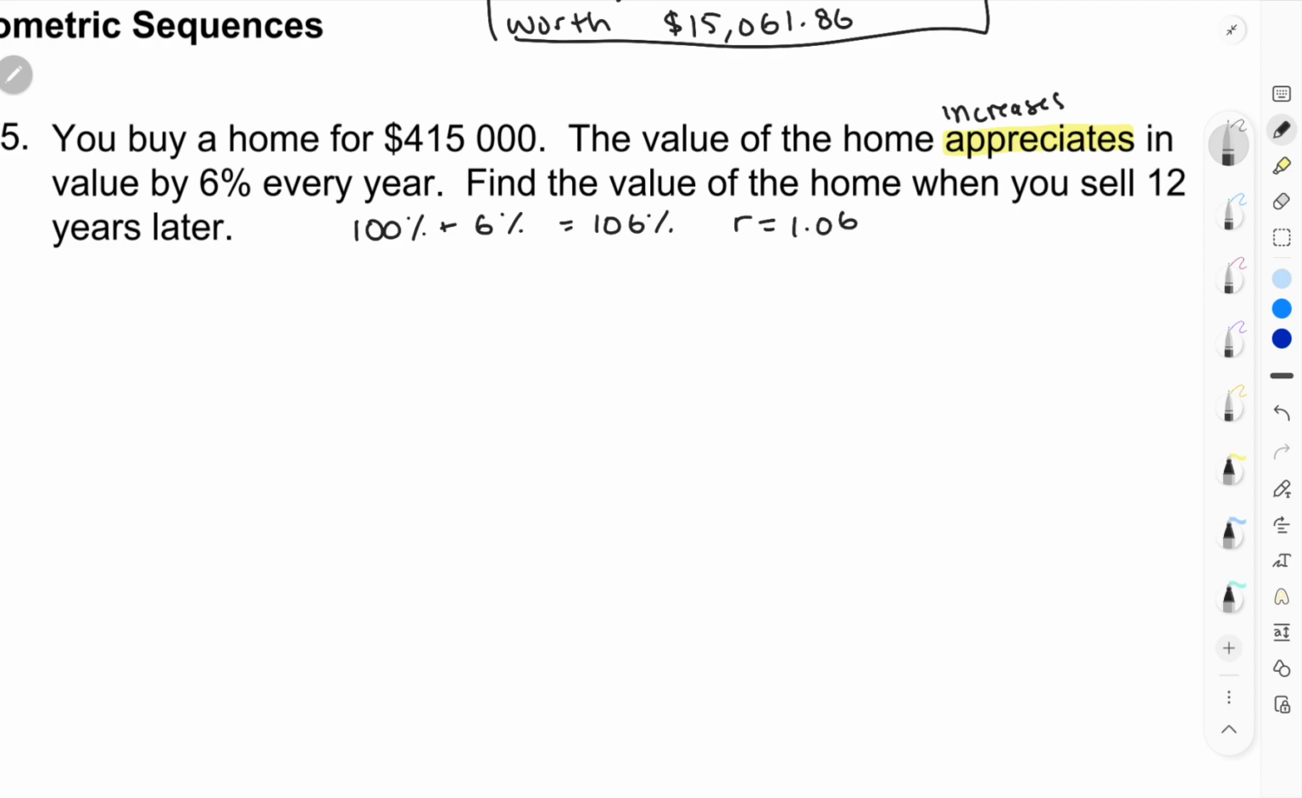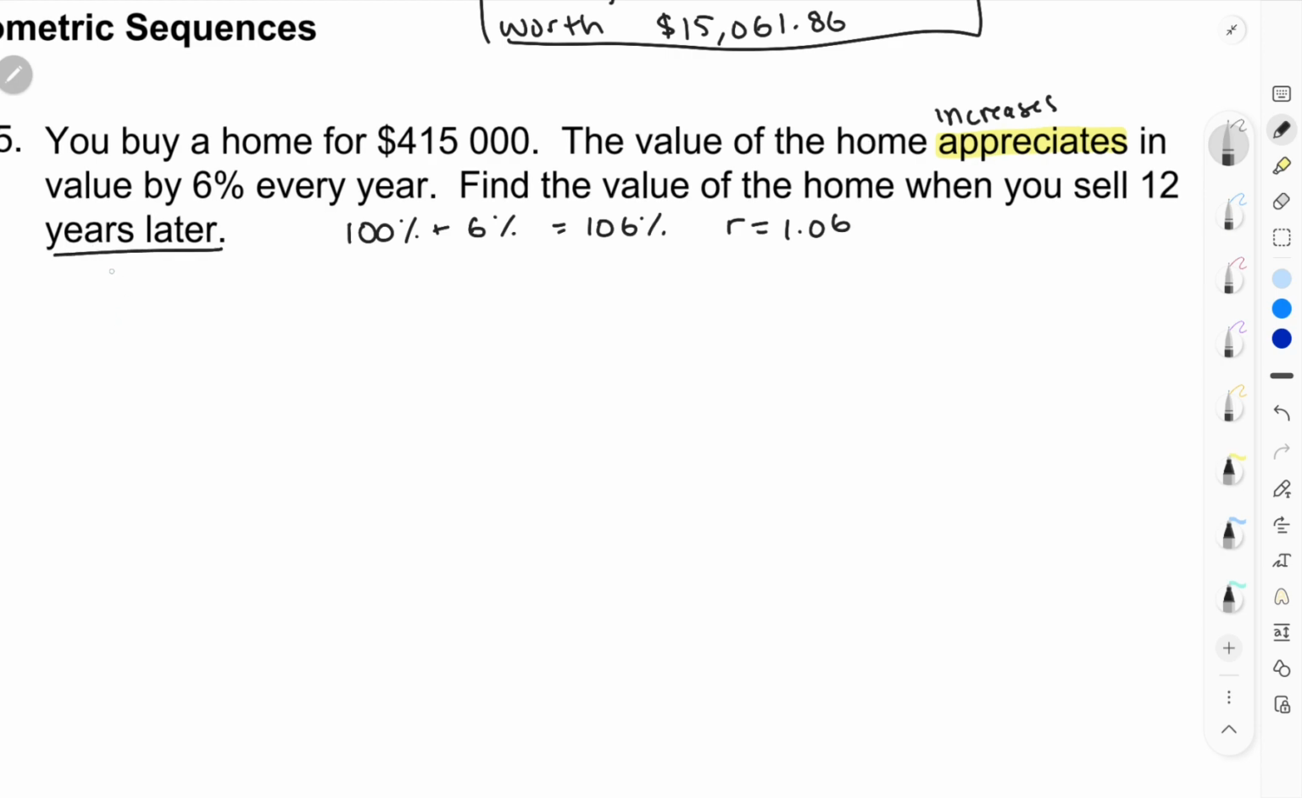Again, a number bigger than 1 will increase my terms. I want to find the value when I sell 12 years later. So I want my power to be 12. Therefore, I'm looking for the 13th term. Right? Because again, I have my initial value as my baseline, as my first term.